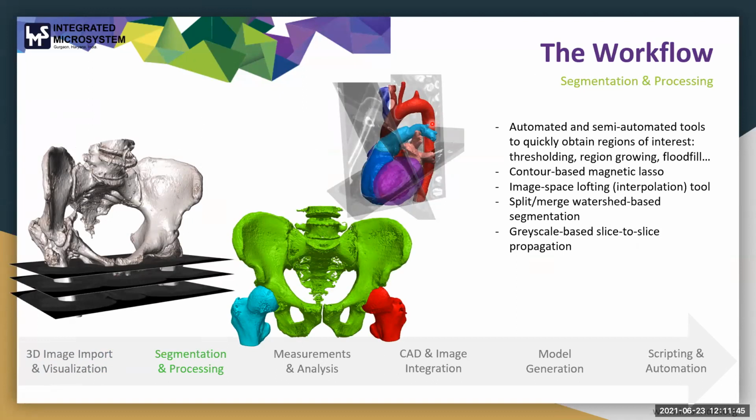So for segmentation, we can utilize automated and semi-automated tools to get to our region of interest, whatever that may be. It may be a hard tissue or soft tissue. Based on the thresholding or the grayscale values, we can segment our region of interest. We can utilize very specific or specialized tools to achieve this purpose, like split, merge, watershed-based segmentation, slice to slice propagation.